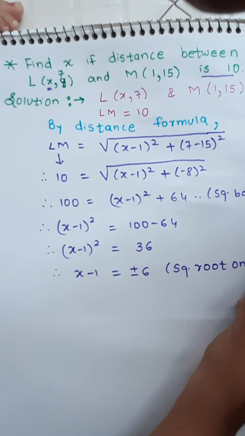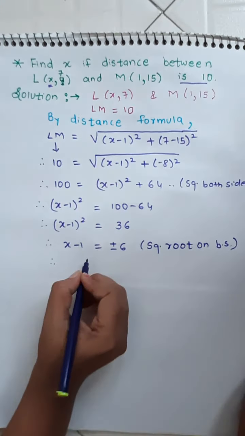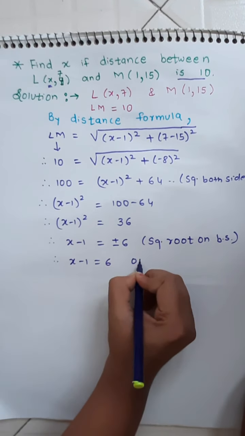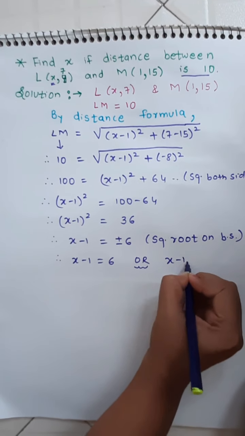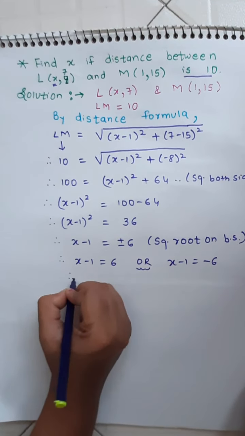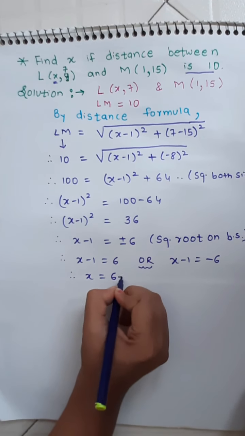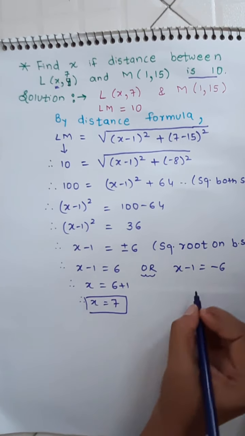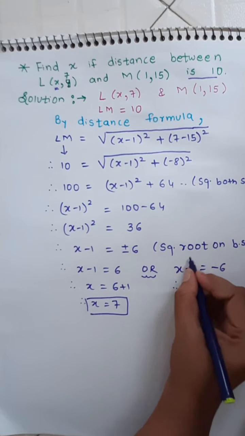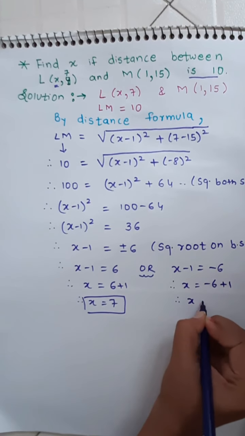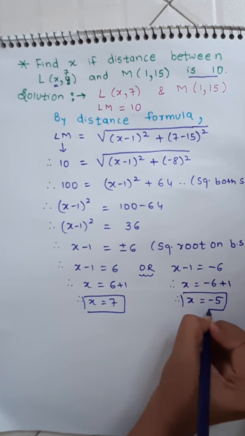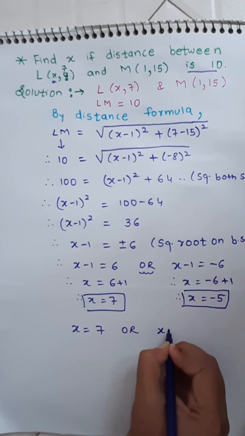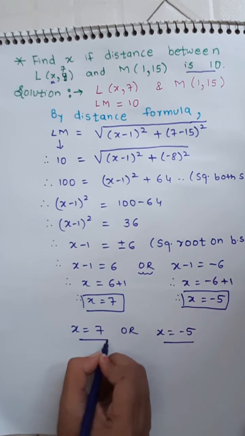Taking square root on both the sides, I'm going to get x minus 1 is equal to plus 6 or minus 6. So either x minus 1 is equal to positive 6 or x minus 1 is equal to negative 6. Therefore, x is equal to 6 plus 1, so x is equal to 7. Therefore, x is equal to negative 6 plus 1, so it's going to be x is equal to negative 5. So two values for x we have got. It's going to be either x is equal to 7 or x is equal to negative 5. This is how you have to solve.